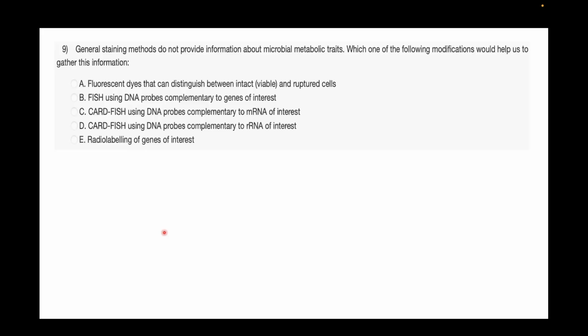Understood the question? We have to find out the metabolic footprint of the ecological community or microbial community. Which one of these options is the most suitable method? Let us revisit this question in a minute or so to reveal what is the correct answer.